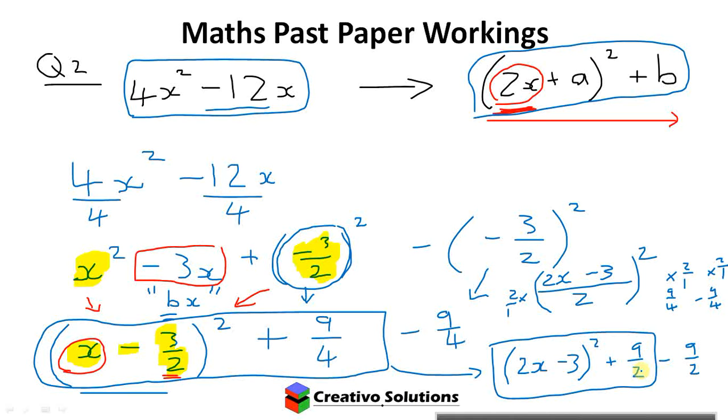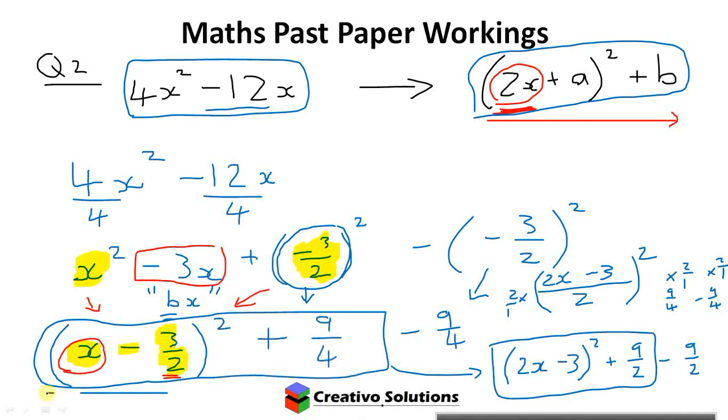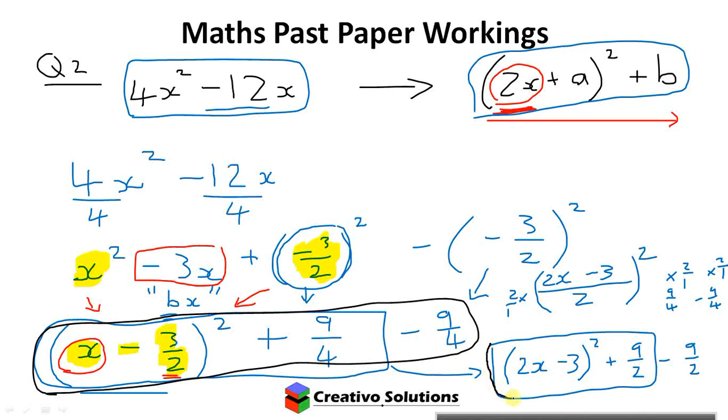Where do you get the 9 over 4 from? From the original question. From this. From here. From there. There's the whole thing. So this times by 2 and over 2, it all cancels. Yeah, so this whole thing becomes this whole thing. That's all. You only need to show those 2 steps.